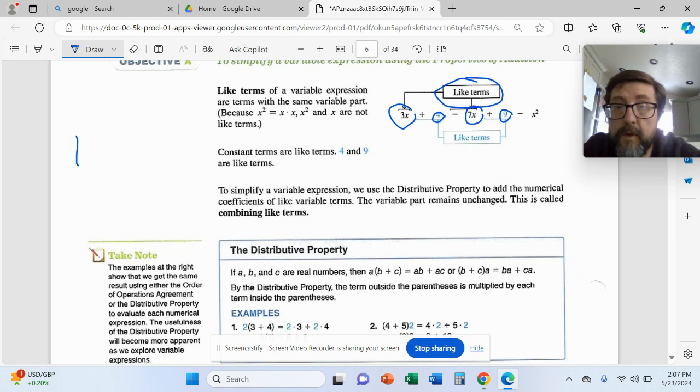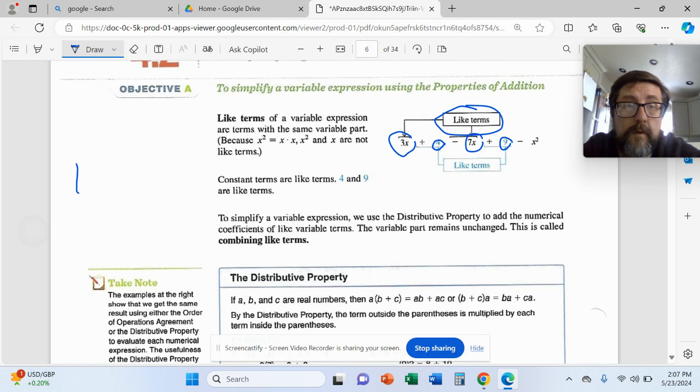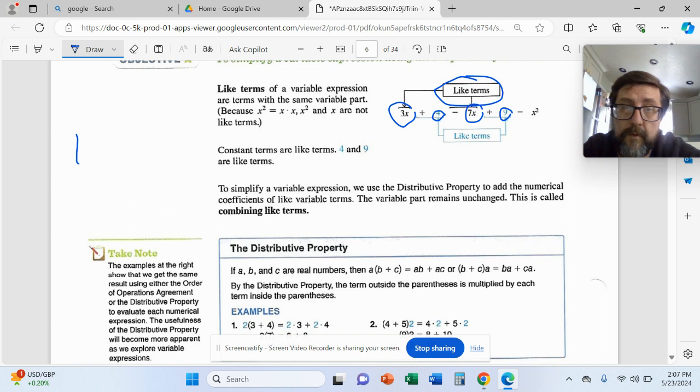Let me see where they give the answer. So we could say x squared equals x times x. Yeah, that's x squared. X is not like terms. The constant terms are still 4 and 9, and they can be combined.